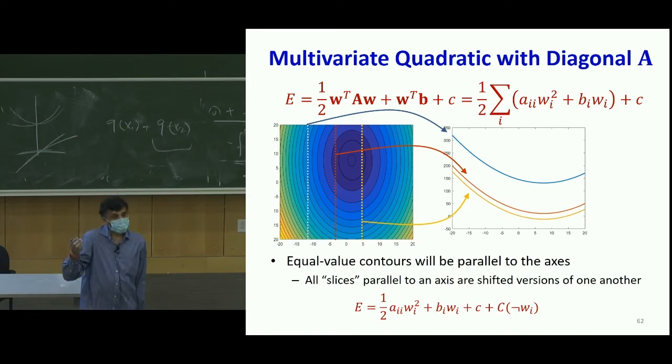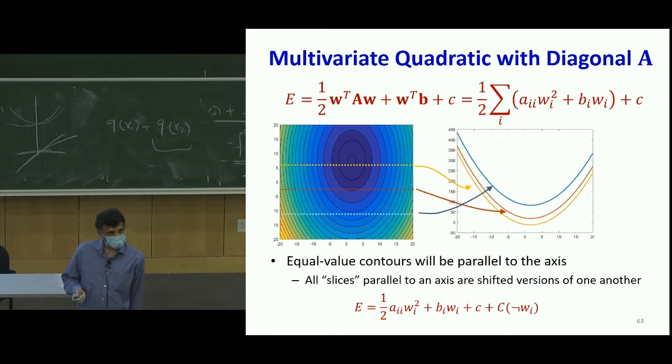Will all of them have a minimum at the same point? Yes or no? How many think yes? Yes, right. So similarly, if I slice along the other direction, every slice is going to be a quadratic at a different height, and they all have the minimum at the same point. Both sets will have a minimum right here in the middle, okay?